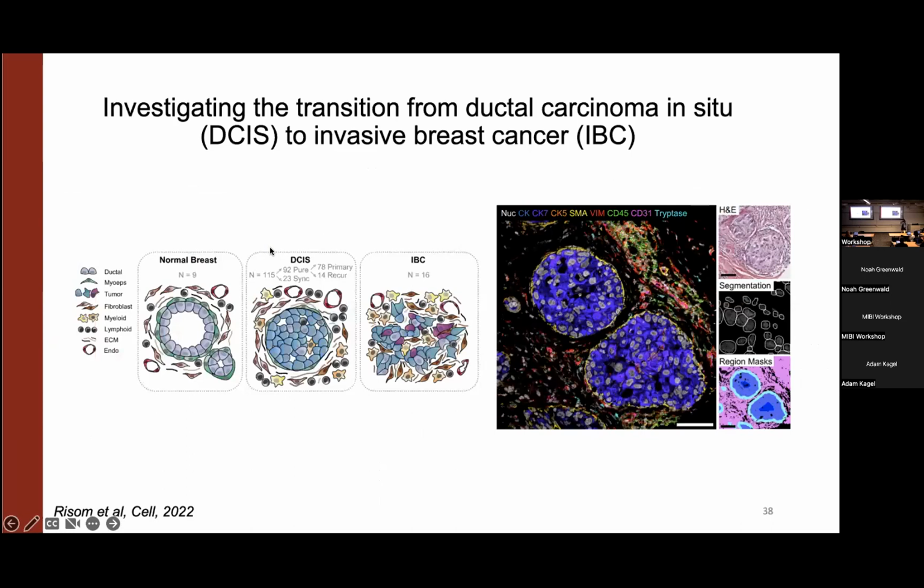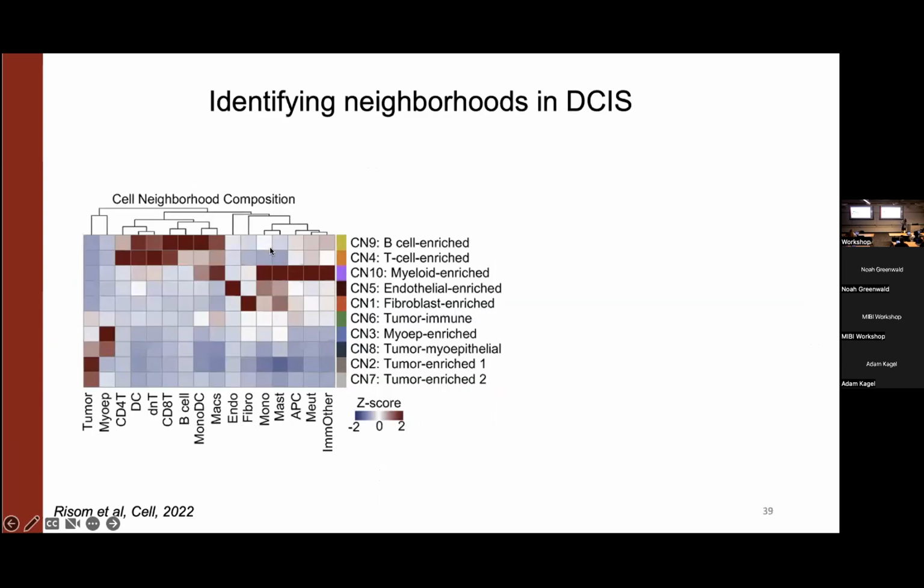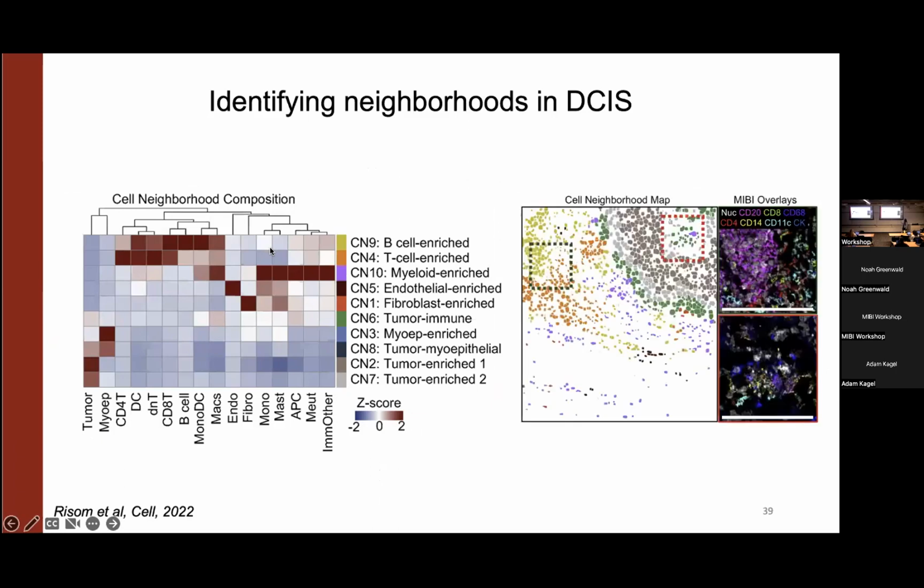Okay, so finally, an example of this in the study of the transition from ductal carcinoma in situ to invasive breast cancer. I talked about the study yesterday when I was talking about pixel clustering. In this data set, we were able to identify 10 different cell neighborhoods using k-means clustering. If we look at these next to the actual MIBI overlays, we can see it matches up well. For instance, in this inset here, the yellow cluster is the B cell enriched neighborhood.